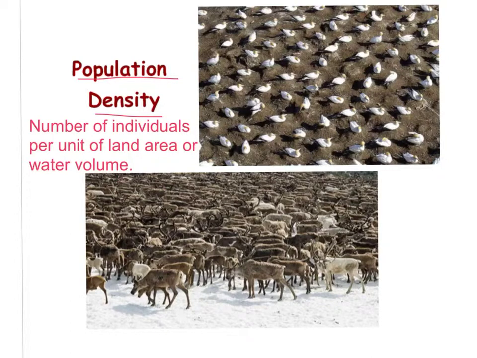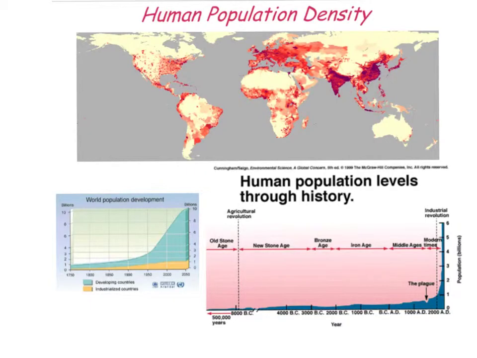Population density, as it increases, will cause competition within the population because nutrients and other resources are used up. Here's a map and several graphs that show human population density. This one shows, obviously with the darker the colors, the more dense the human population is in those areas.